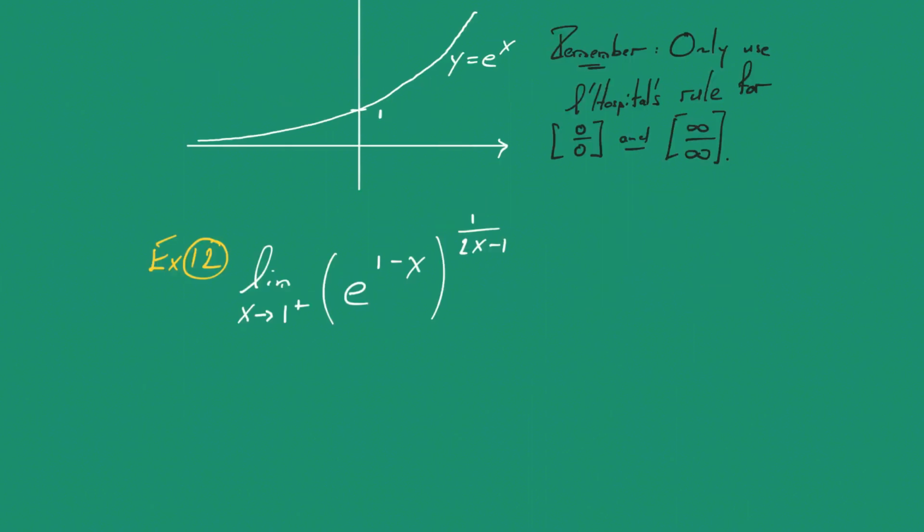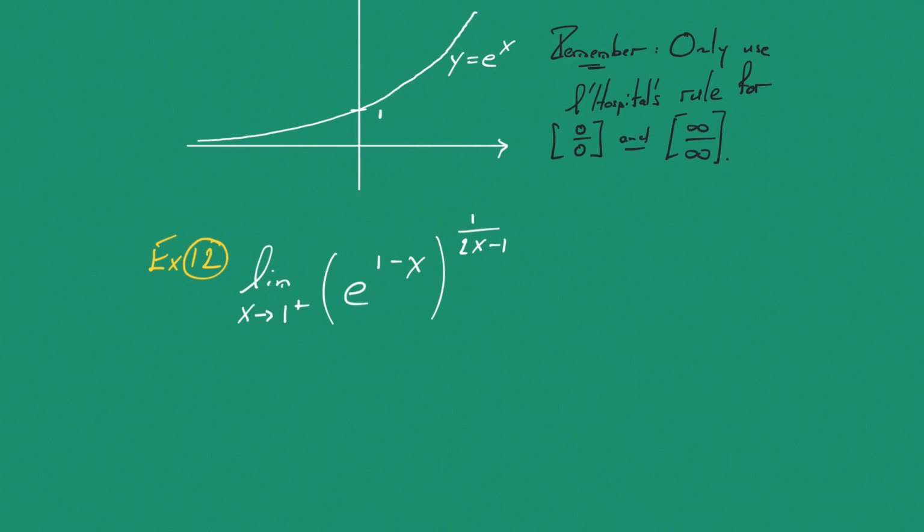For our last example in this section, we're supposed to evaluate the limit as x tends to 1 from the right of e to the 1 minus x, all raised to the exponent 1 over 2x minus 1. And we could, if we wanted to, use our rules of exponents to rewrite this, but it's not even necessary. First thing that we should do is check to see what type of limit this is, and is it even indeterminate? Do we need to resort to sophisticated methods?